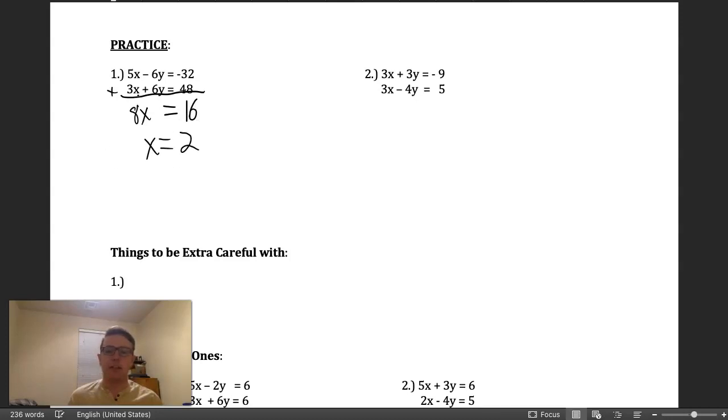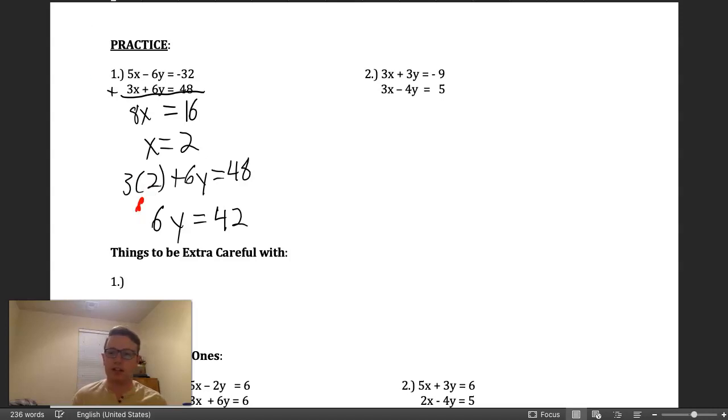From here, we substitute that back in. Now the top equation has a minus in it, and that seems like a pain to deal with, so I'm going to substitute this into the bottom equation. We get 3 times 2 plus 6y is equal to 48. 3 times 2 is going to be 6, so we can subtract that over, and we're left with 6y is equal to 42. Right? This becomes 6, and we can subtract 6 over. 6y is equal to 42 tells us y is going to be equal to 7. Is that right? Let's put it into our calculators, make sure that this is correct. That is 7, meaning our answer is going to be 2, 7.